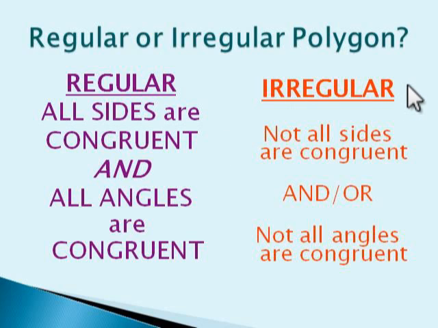So I guess you're thinking it must be pretty hard for it to be considered regular. Probably more polygons are considered irregular. So if not all the sides are the same length, or not all the angles are the same size, then it is considered irregular.